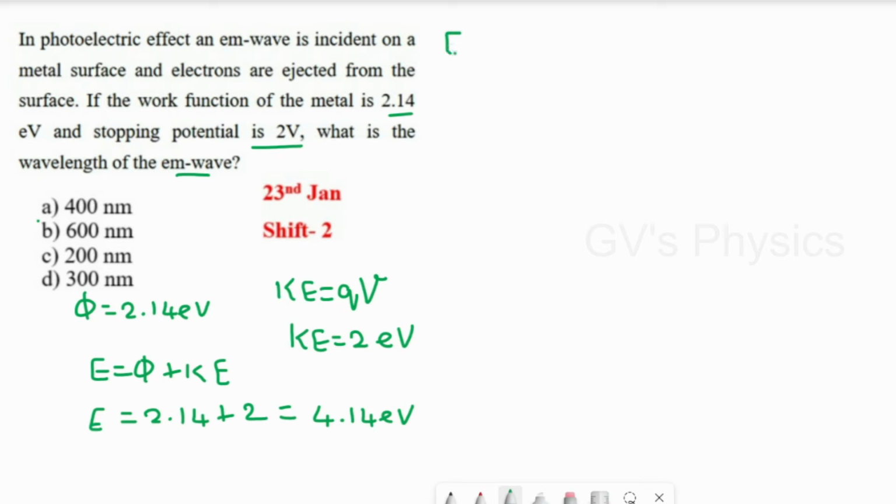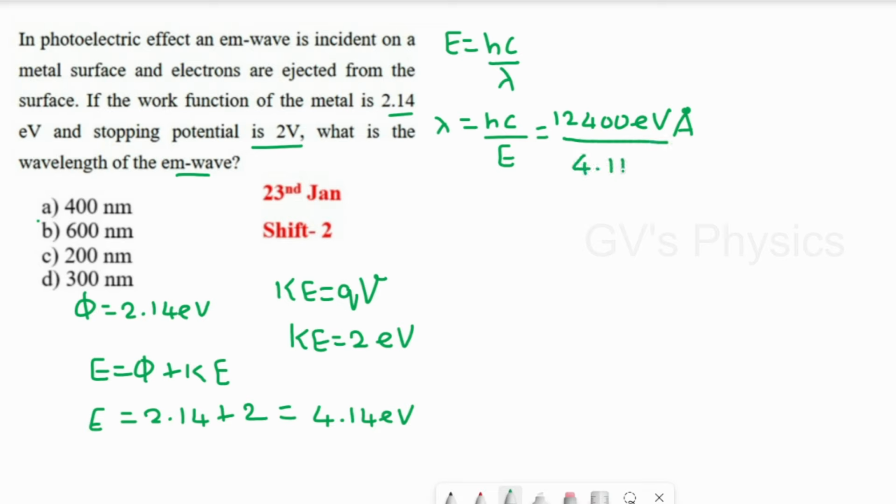We can take the formula E is equal to hc by lambda, so lambda is equal to hc by E. Again, in place of hc we can substitute the value, 12400 electron volt Angstrom, and the energy we got as 4.14 electron volt. Here the electron volt will get cancelled. The balance is 12400 by 4.14 Angstrom. So you will get the value in Angstrom, but they have given the answer in nanometer.